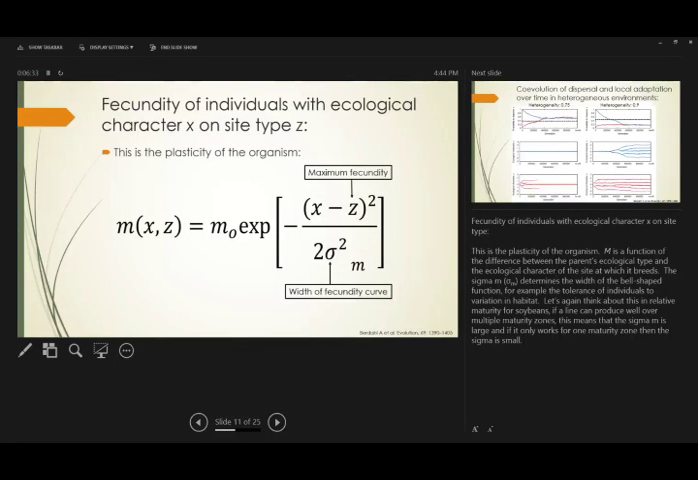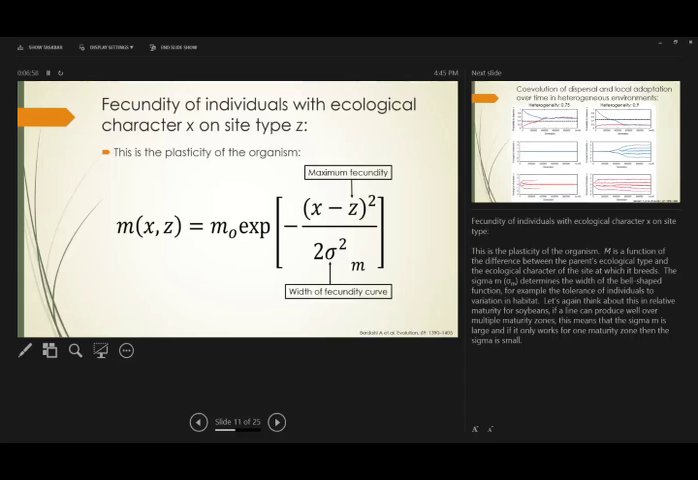Next part of the model is the fecundity of the individuals with ecological character X on the site type Z. This is the plasticity of the organism. The M is the function of the difference between the parent's ecological type and the site at which it breeds. The sigma M determines the width of the bell-shaped curve, for example, the tolerance of individuals to variation in habitat.